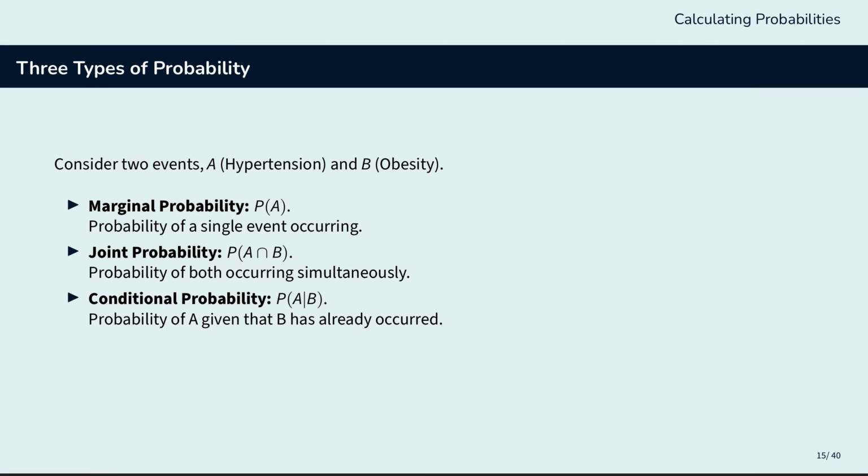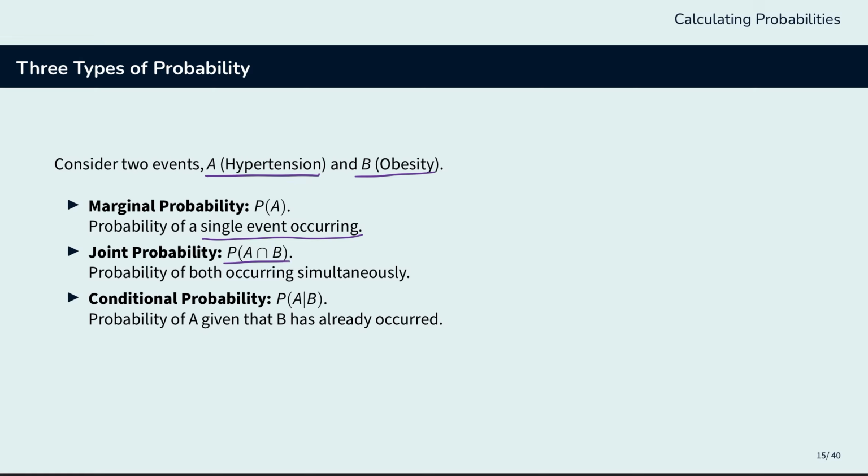So consider two events, A representing hypertension and B representing obesity. So the first one is marginal probability, which is the probability of one event or a single event occurring. So for example, this can be things like the probability of occurrence of hypertension or the probability of occurrence of obesity.